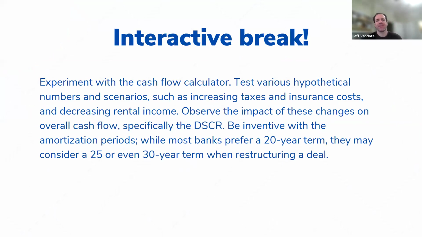Interactive break. Experiment with the cash flow calculator. Test various hypothetical numbers and scenarios, such as increasing taxes and insurance costs and decreasing rental income. Observe the impact of these changes on the overall cash flow, specifically the DSCR. Be inventive with the amortization periods. While most banks prefer a 20-year term, they may consider a 25 or 30-year term when restructuring a deal.